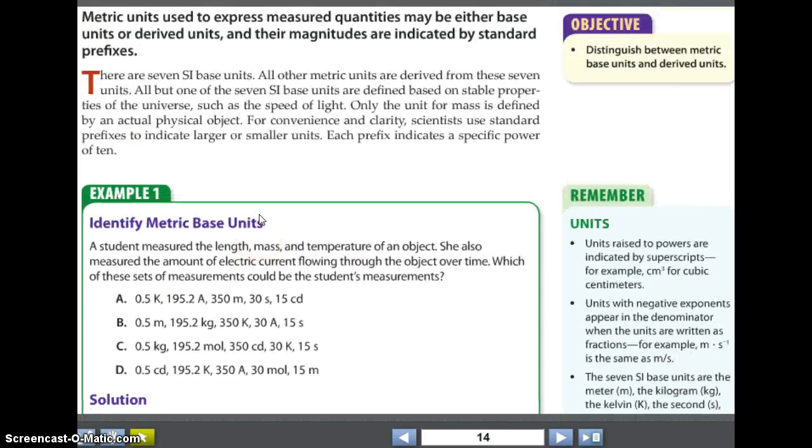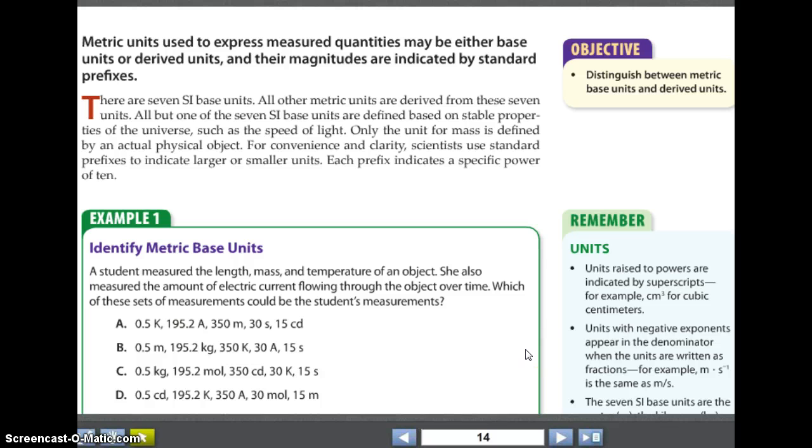Identify metric base units. A student measured the length, mass, and temperature of an object. She also measured the amount of electric current flowing through the object over time. Which of these sets of measurements could be the student's measurements?